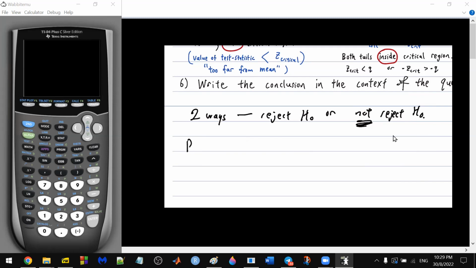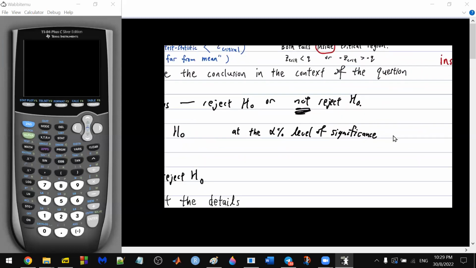Okay, but anyways, how to conclude, how to reject it. Here's how you phrase it. You either reject H naught or you do not reject H naught. Don't talk about H1. You reject H naught at the alpha percent level of significance. So it's usually 5% or 10%, or maybe 1%. You read the question.